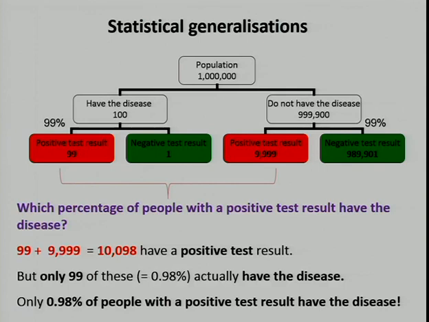So in that case, given this population, given that base rate of 1 in 10,000, a very small percentage of people with a positive result will actually have it. There's no big cause for concern. Yeah, so that would just be one way of figuring that out.